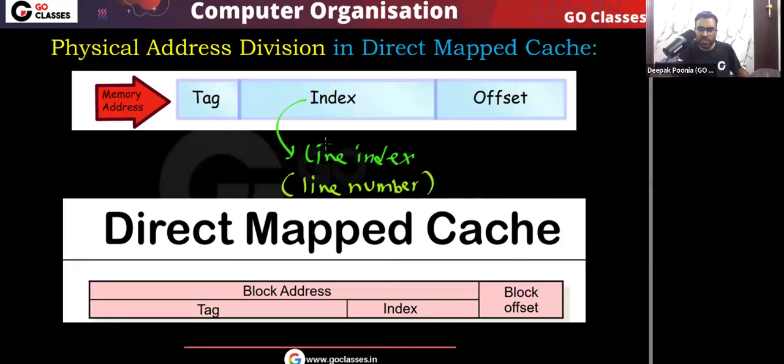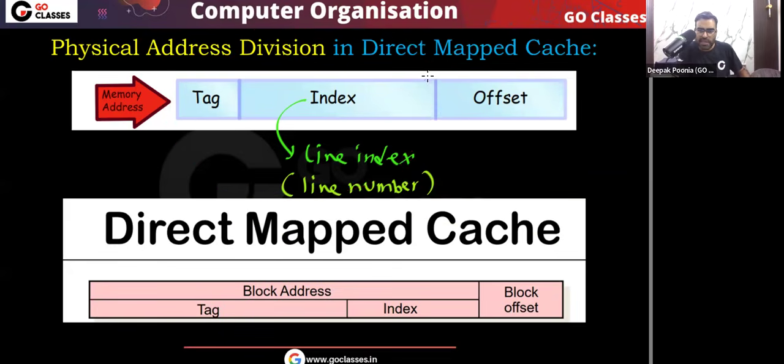Also, one more thing, remember, this tag comma index combined is your block address. Whatever type of cache memory you take, direct mapped, set associative, fully associative, always remember that the main memory address, the physical address, you can divide into two parts. One is block address, another is block offset.